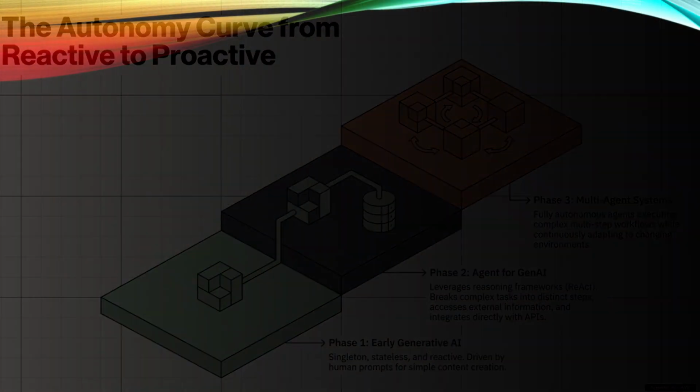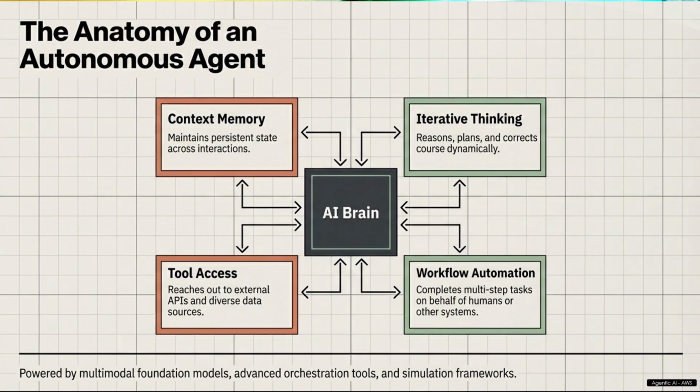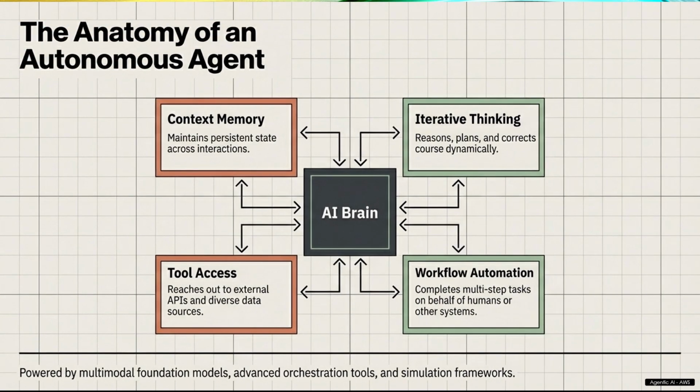Slide 3, the anatomy of an autonomous agent. The intent here is outlining what is essentially a digital nervous system. Well, there are 4 pillars connected to the AI brain. First, context memory to maintain a persistent state. Second is iterative thinking for course correction. Meaning it adapts if an action fails. Correct. And then you have tool access for hitting APIs and workflow automation to string those actions together. But AWS doesn't apply that uniformly.